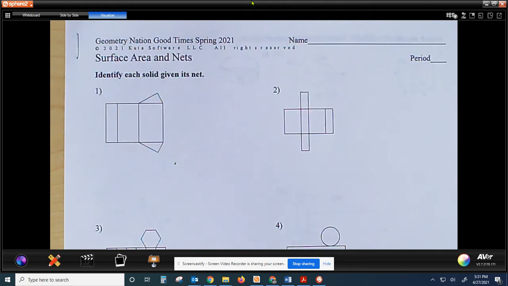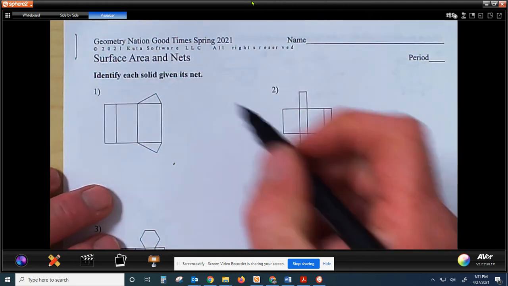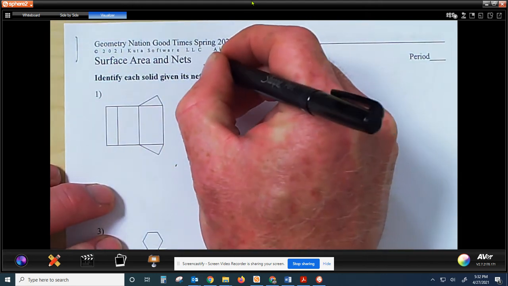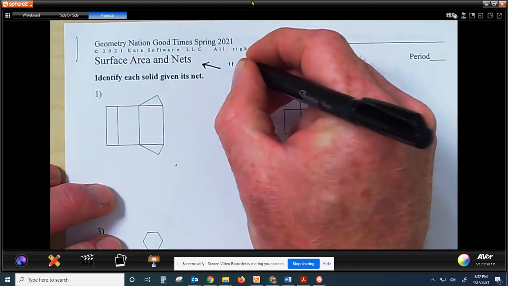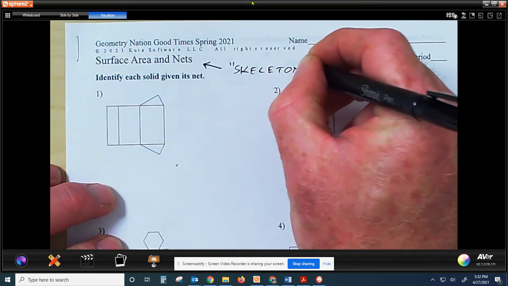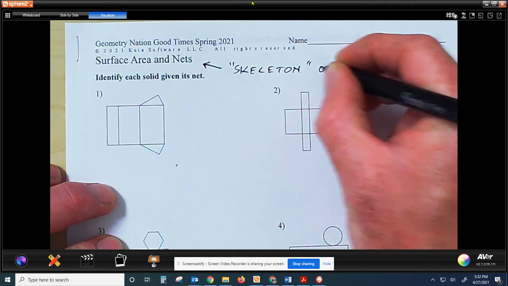Okay. Here we are. Surface area and nets. So maybe you want to give yourself a note. The net is like the skeleton. It's like the skeleton of a 3D shape.